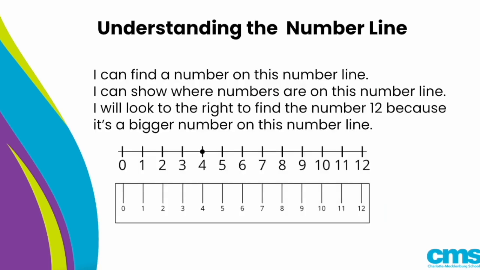Students, by the end of this unit, should be able to find a number on a number line, even if the number line has some blanks on it. They should be able to show where numbers are on the number line, and they'll look to the right to find a number if it's larger than another number. They learn that as numbers go to the right on the number line, the numbers get larger.